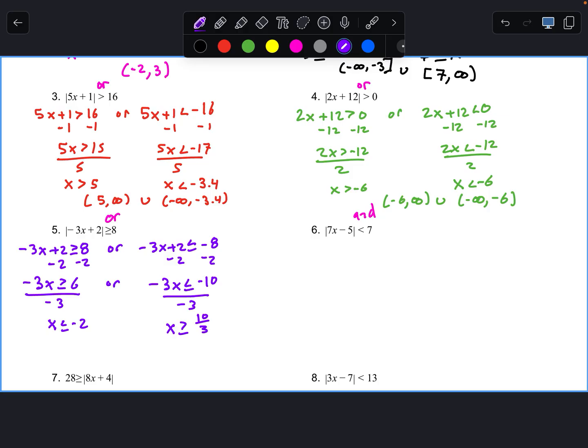So again, I make my interval. The low point is -infinity to my high point of -2. My low point here is 10/3 to my high point of positive infinity. And do notice, of course, that you have the brackets because those points are included. I continue on.